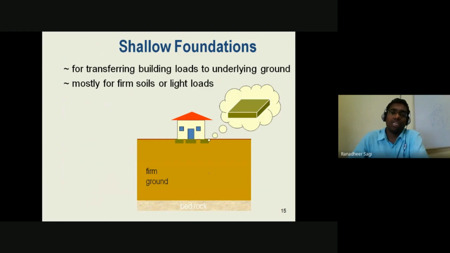Basically, foundations are broadly categorized as shallow foundation or deep foundation based on a ratio called the Df by B ratio of that foundation. If the Df by B ratio of the foundation is less than or equal to 1, we call that foundation a shallow foundation. If the Df by B ratio is greater than 1, we call it a deep foundation. Df indicates the depth of the foundation, at what depth the bottom of the foundation is resting below the ground surface, and B is what we call the width of the foundation. So the ratio of depth to width, if it is less than or equal to 1, we call it a shallow foundation, and if it is greater than 1, we call it a deep foundation.